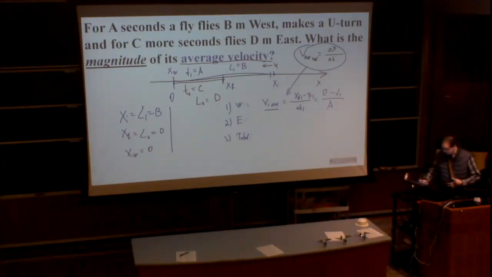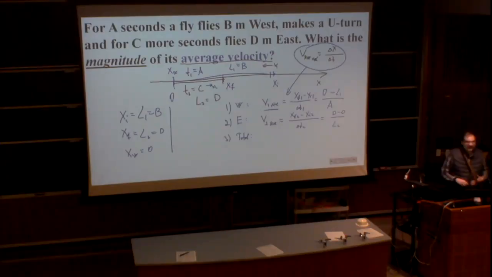We can draw a short arrow, which represents that velocity, pointing to the left. It has some magnitude, maybe given, maybe we'll be looking for it, it doesn't matter. Now, for the second part of the trip, the average velocity, which should be positive because it points to the right, should be equal to final for the second part minus initial for the second part, divided by the time of the second part. In our variables, that's d minus 0 over L2. See, the same point, 0, the origin, has different meanings depending on what part of the trip is considered. For the first part, that's the final location. But for the second part, that's the initial.